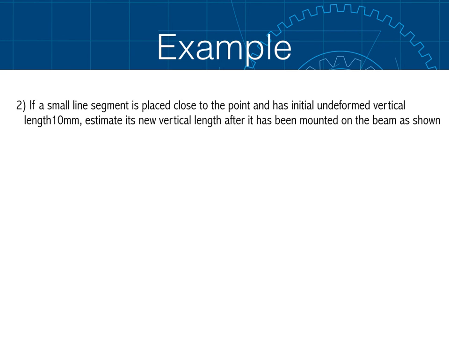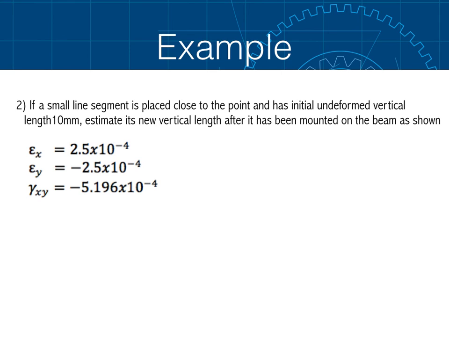The small line segment is placed close to the point and has initial undeformed vertical length 10 millimeters. Estimate its new vertical length after it has been mounted on the beam as shown. Okay, as we remember, the normal strain calculated along the x was 2.5 times 10 to the negative fourth. Normal strain along the y was negative 2.5 times 10 to the negative fourth. And the shear strain along the xy was negative 5.196 times 10 to the negative fourth.